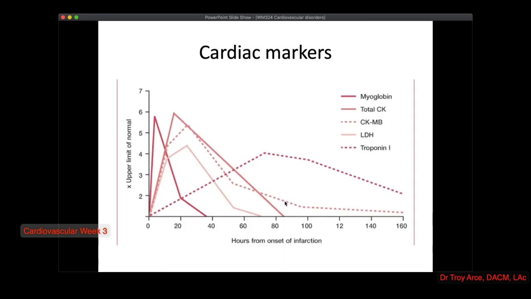Here are some of the cardiac markers we talked about earlier. The different colors represent the different markers. So you have red and peach. I think that's a peach color. It's a kind of hard slide to read and differentiate. But you have hours from onset on the bottom of the graph, and the upper limit of normal on the left.